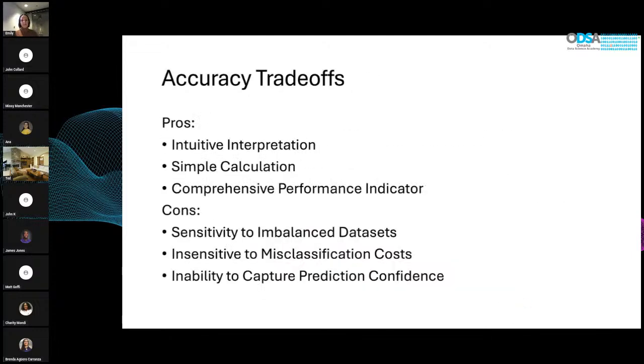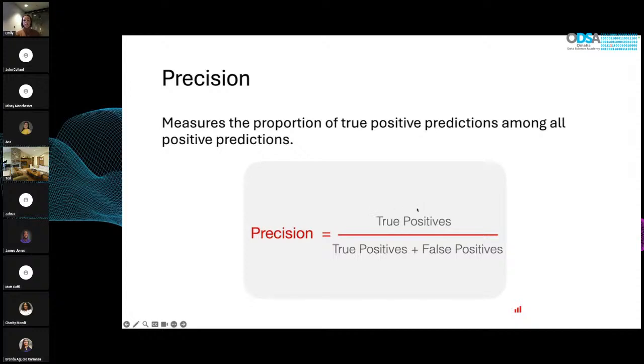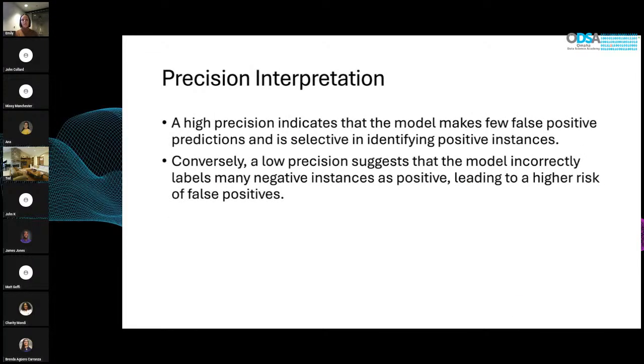And that makes sense if we look at our formula here, because we have true positives both here and here. So if we had 100 instances and 99 of those were true positives, this would be 99 over 99 plus 1, which is going to be a 99% precision. If we had a lot of false positives in there, such as 50 false positives, this would be 50 true positives over 50 true positives plus 50 false positives. So it would be lower. It would be further away from 1, closer to 0, which would be a lower precision value. So a lower precision suggests that the model is incorrectly labeling negative instances as positive, and it leads to a higher risk of false positives.